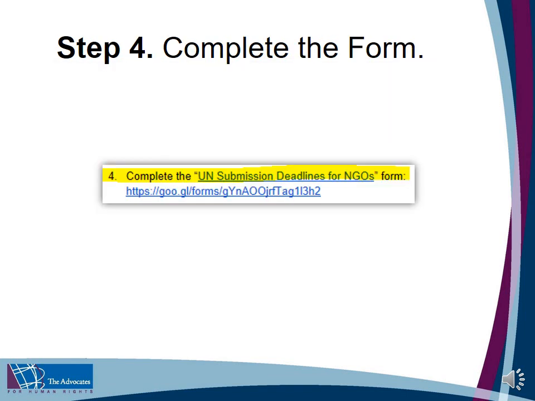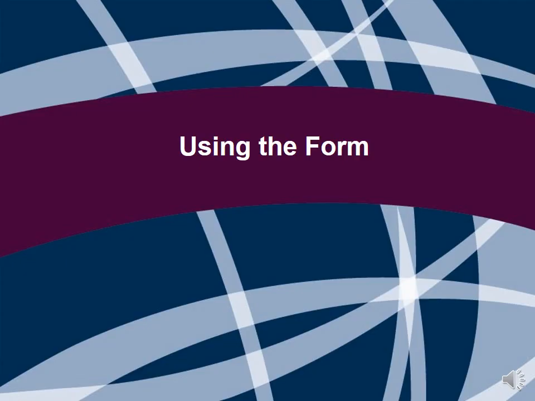So finally, the step-by-step guide instructs us to enter all of that information that we've found on the working group's website using a form called UN Submission Deadlines for NGOs. The link to this online form is provided there on the guide for ease of access. We just walked through finding information on the mechanism's website on the previous slides. Next, we're going to walk through how to submit the form with the information that we found using the slides above.